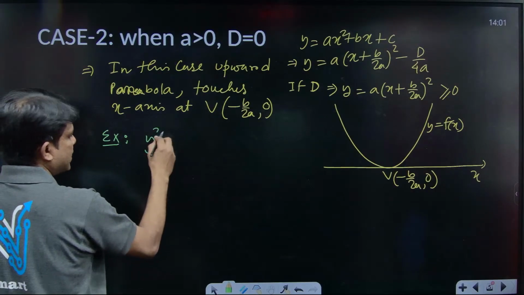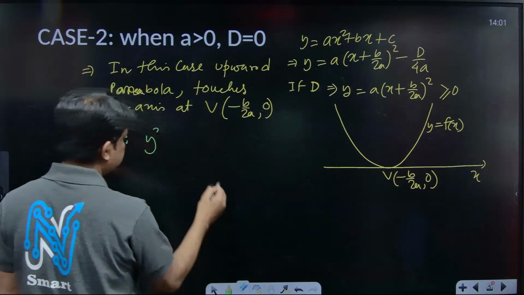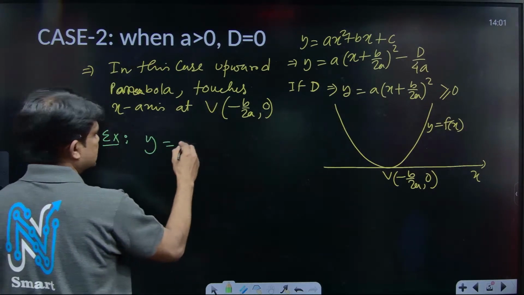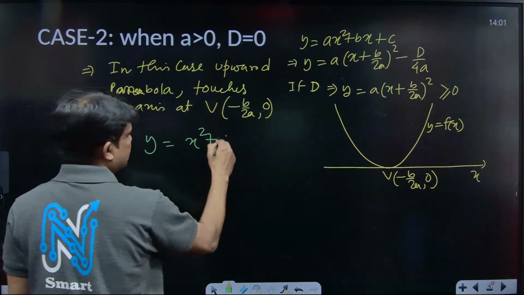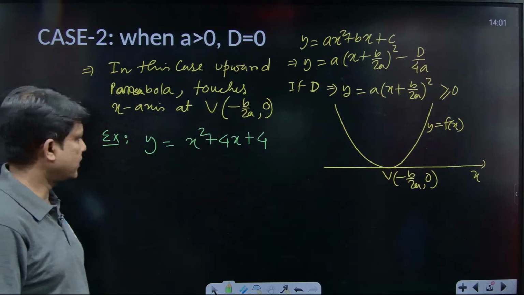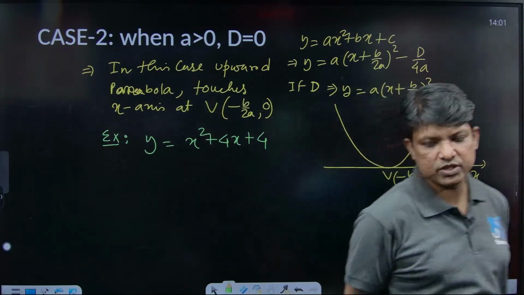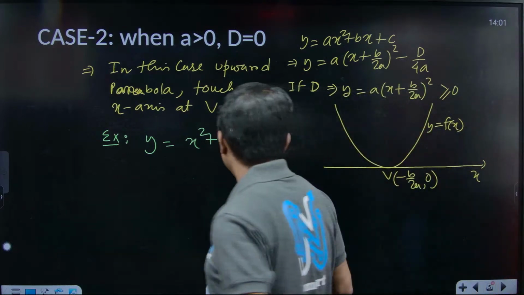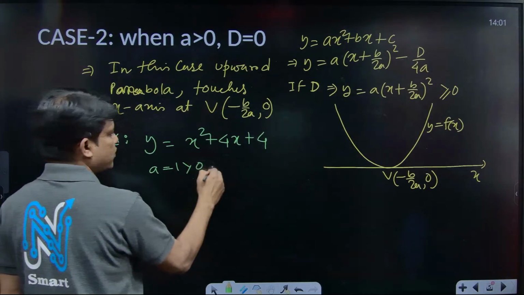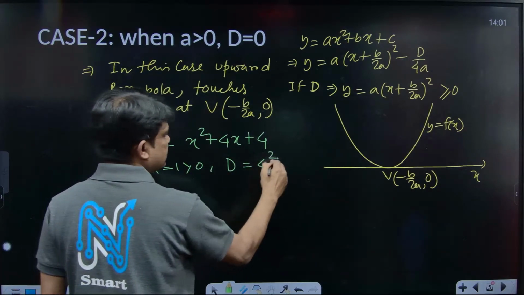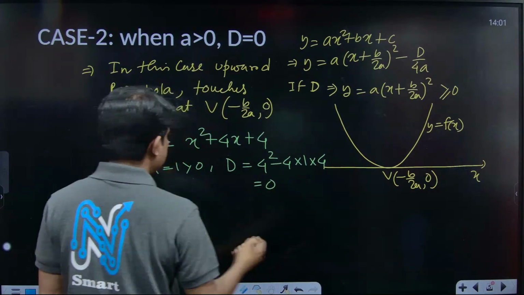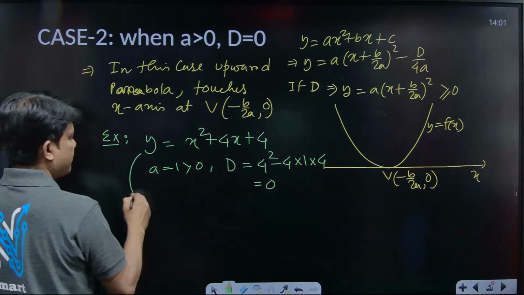y is equal to x square plus 4x plus 4. Now check the discriminant, b square minus 4ac. a is positive, a equal to 1, this is positive. What is D? D is b square minus 4ac. So this becomes 0. That means this is transformed to a perfect square expression.